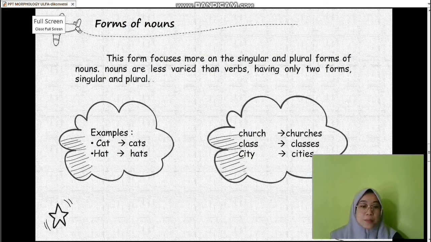Example, cat become cats, hat become hats. If the last letter of word is s, x, ch, sh, add the suffix es for the plural noun. Meanwhile, the suffix ies is for a word that must be ended with a consonant and y. Example, crutch, crutches, class, classes, and city, cities.